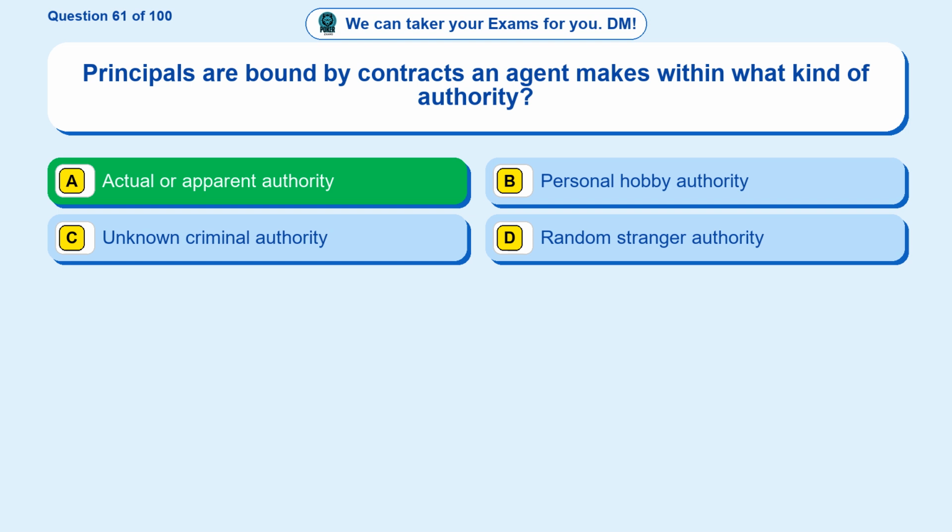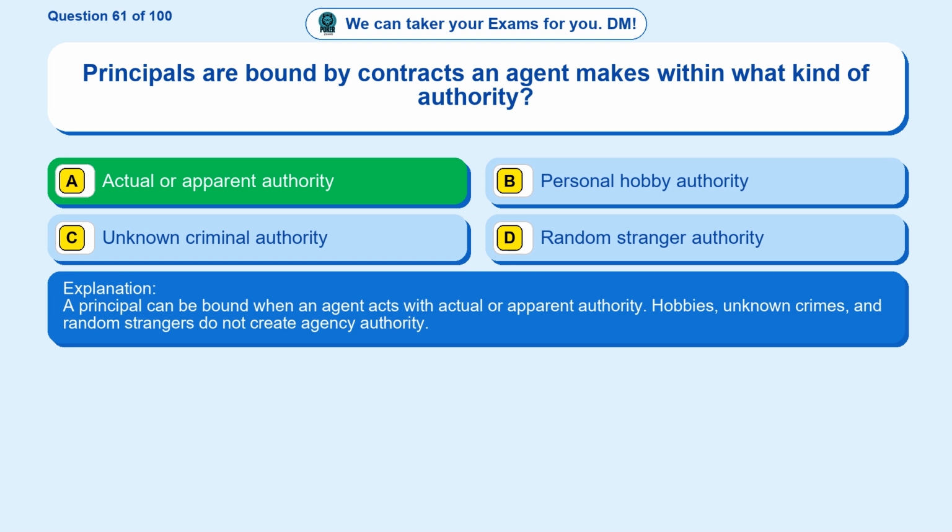The correct answer is option A, actual or apparent authority. A principal can be bound when an agent acts with actual or apparent authority. Hobbies, unknown crimes, and random strangers do not create agency authority.